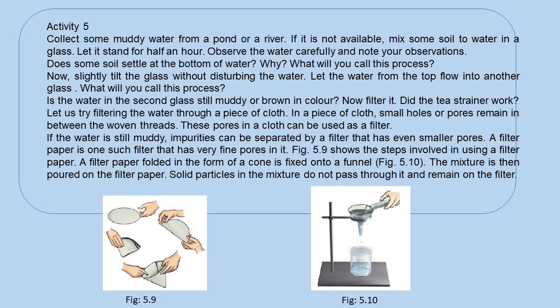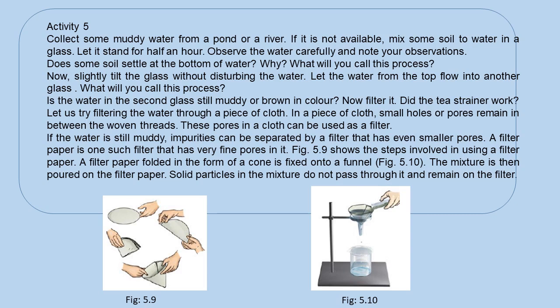If the water is still muddy after using this piece of cloth, what should you do? Impurities can be separated by the use of filter paper. Now in figure 5.9 you can see how filter paper is used for the process of filtration. A filter paper is one such filter that has very fine pores, very teeny and fine pores. Very small impurities can be strained. Figure 5.9 shows the steps involved in using a filter paper.